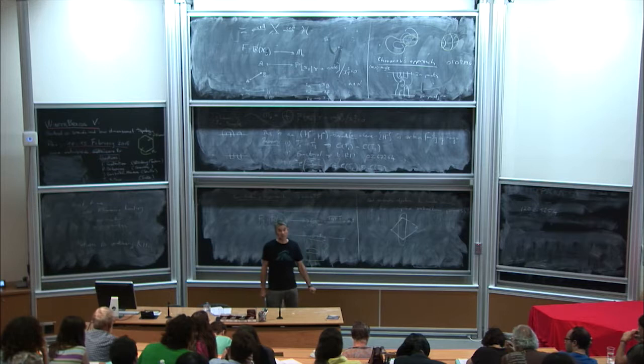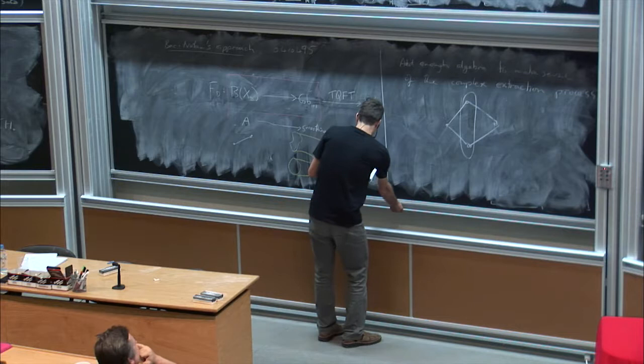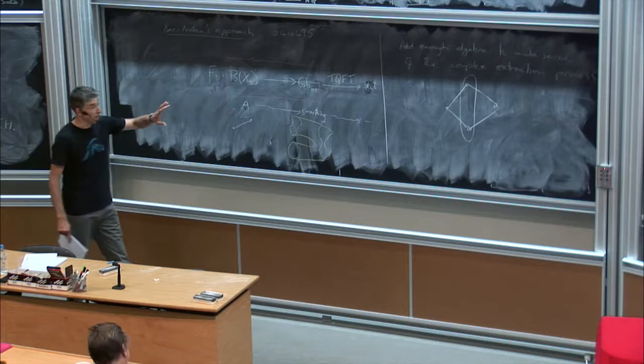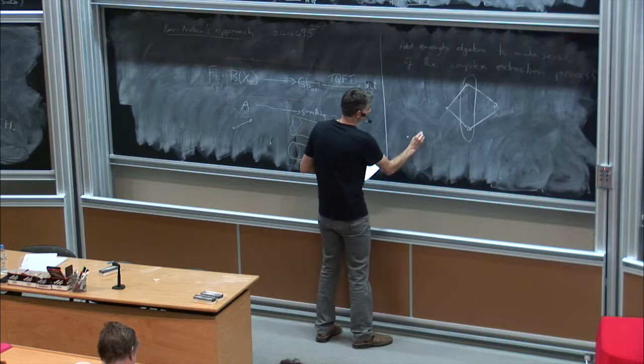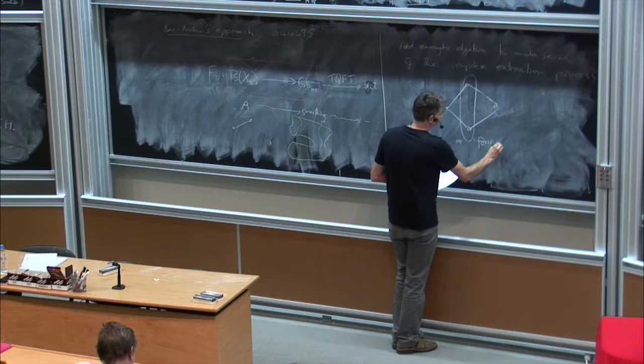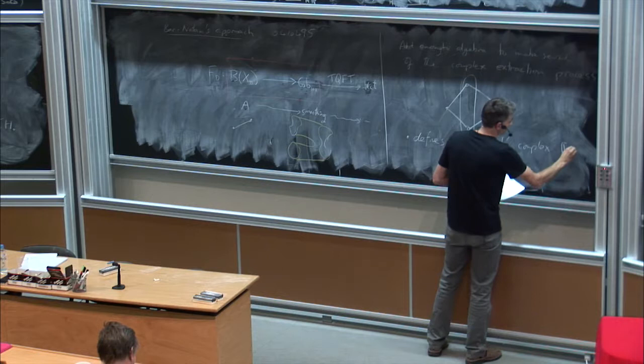So by enlarging your category in that way, formal sums of objects, linear combinations of morphisms, you can build a complex. So what he then does is he defines a formal complex, which is denoted usually like this, which is associated to a tangle T.